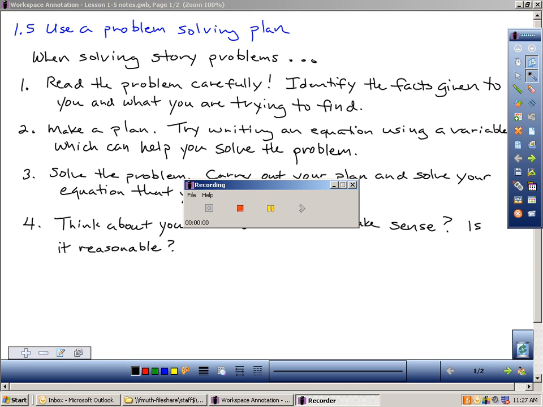Hi, and welcome back. We're in section 1.5. We're going to talk about using a problem-solving plan to solve word problems.